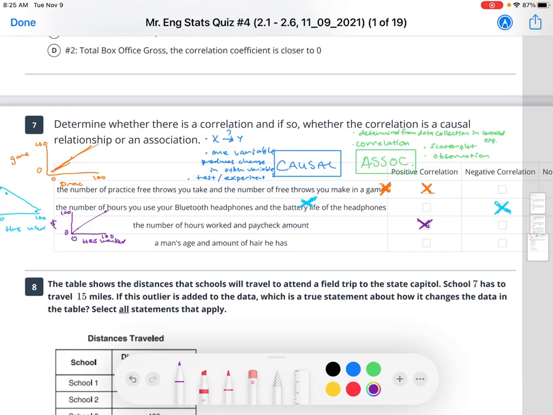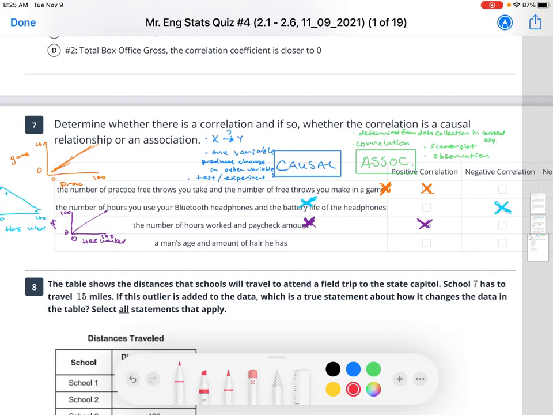Okay, is it causation or association? Yes, you can put it on a scatter plot. Yes, you can make those observations, but the more hours you work, the more money you have. It causes the other one, right? Hours worked causes increased money.